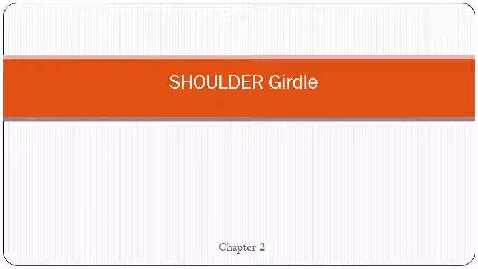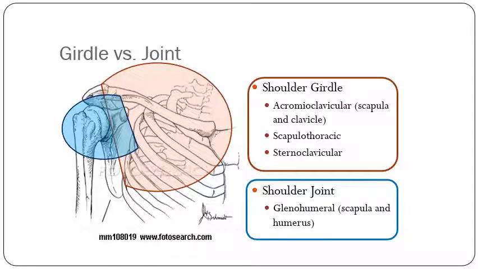Okay, so this discussion is going to focus on the functional anatomy of the shoulder girdle. When we look at the shoulder girdle versus the shoulder joint, we're looking in general in this chapter section at both parts. We're going to break it up into the shoulder girdle and the shoulder joint.